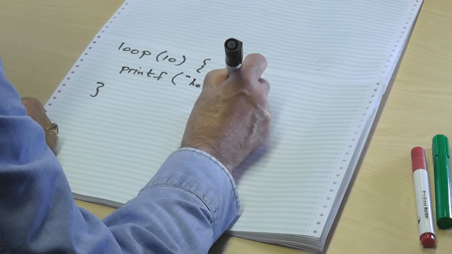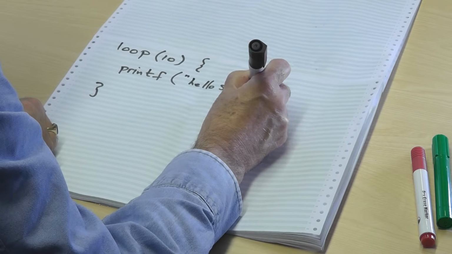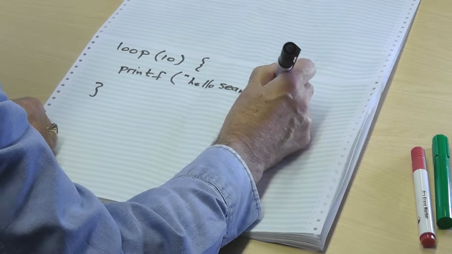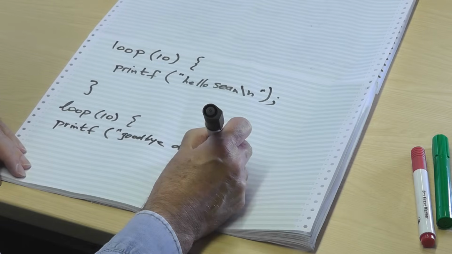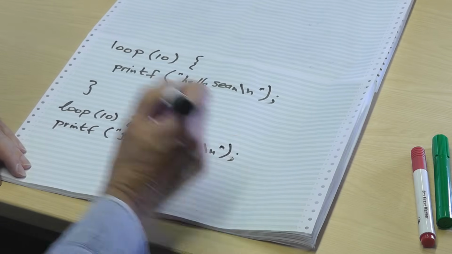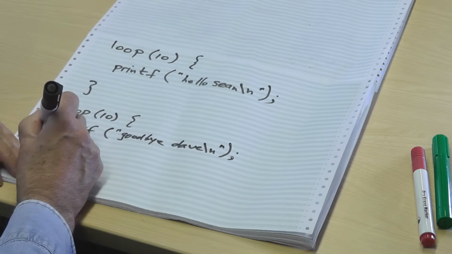Printf, hello Sean. C programmers will know that if you want a new line at the end of that, which you do, you better put a backslash n at the end. We're going round the stuff inside this block, which is a very simple block. It's just got a single print statement in it. So what we'll get is, hello Sean, hello Sean, 10 times. Then I do another loop that goes around 10 times. Goodbye Dave, new line. Close quotes, semicolon. Let's hope this really would compile.